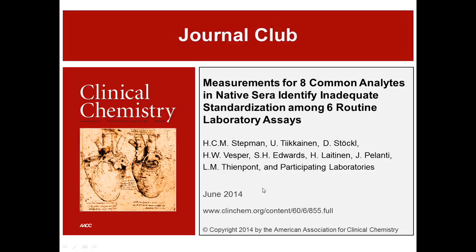Okay, so this paper appeared in the June 2014 issue of Clinical Chemistry, and it's looking at the measurements of 8 common analytes and looking at standardization between 6 routine laboratory assays.